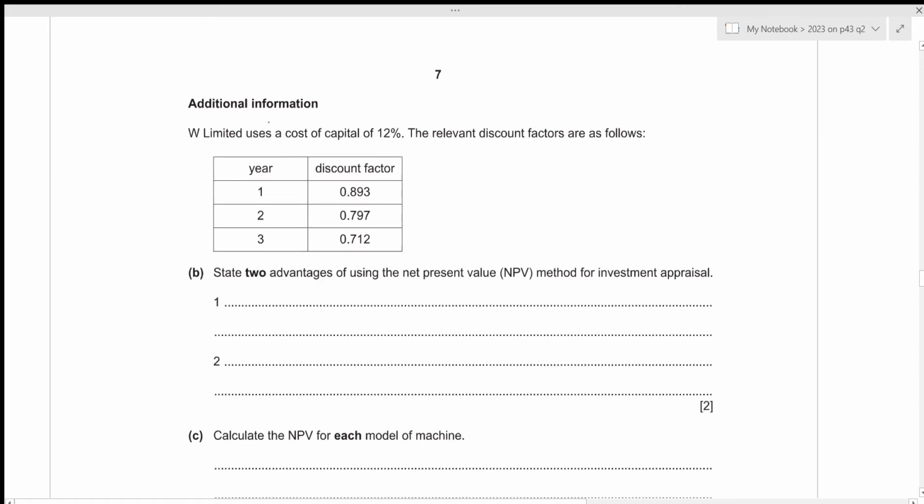Now we have additional information. W Limited uses a cost of capital of 12%. So this is the rate of interest for this given discount factor. And we need to state 2 advantages of using the net present value method for investment appraisal. So the very first advantage is that it takes into account the time value of money, since we will be incorporating the discount factor. So it takes into account the time value of money.